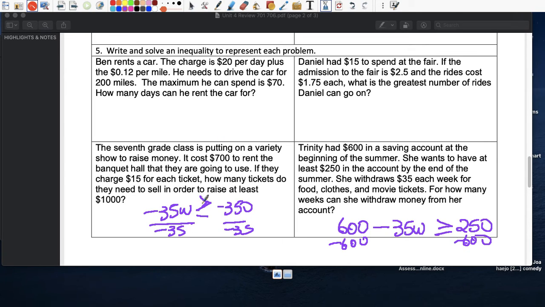So remember what that does, right? We divide by a negative number. We have to switch the inequality sign. And that's what we get. So the greatest number of weeks that she can do this for is 10 weeks. Okay, so she does this for up to 10 weeks. Her bank account will still have $250 if she does it for 10 weeks. If she does it more than 10 weeks, then she's going to have less than $250 left in her bank account. Okay? And that's that.